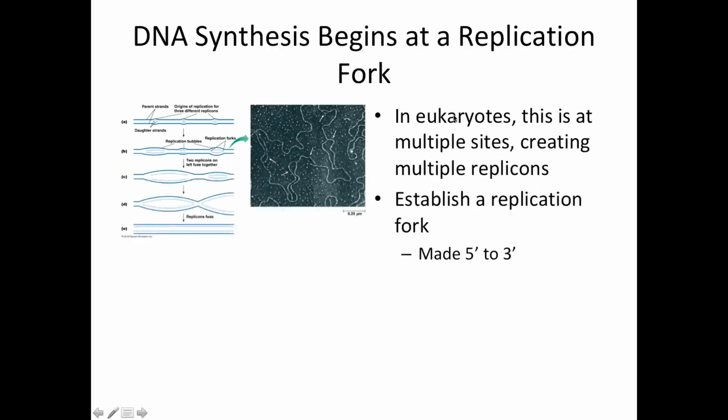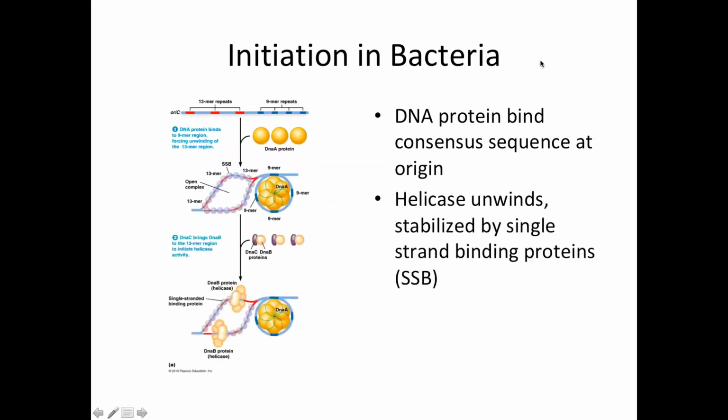DNA replication begins at a replication fork. In bacteria, the initiator proteins are going to bind to a consensus region and use this consensus sequence. The proteins will bind, and then they're going to use helicase, which is going to unwind that DNA helix, and that will be stabilized by our single-stranded binding proteins.